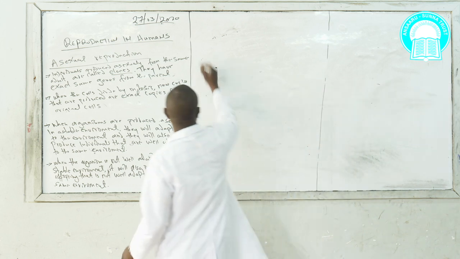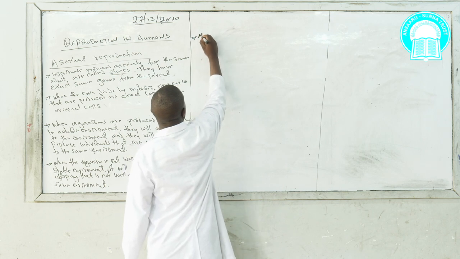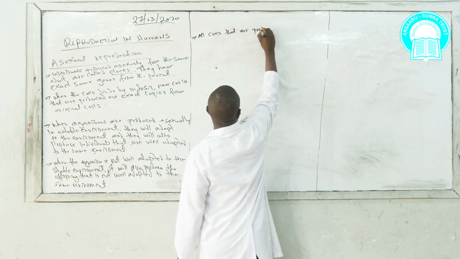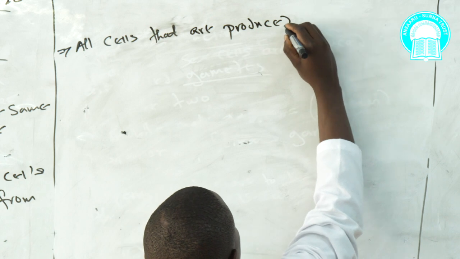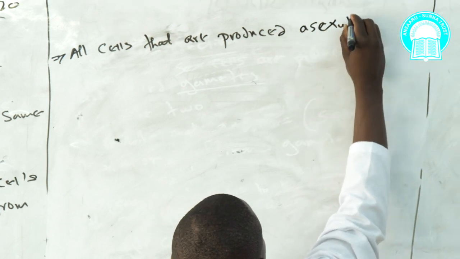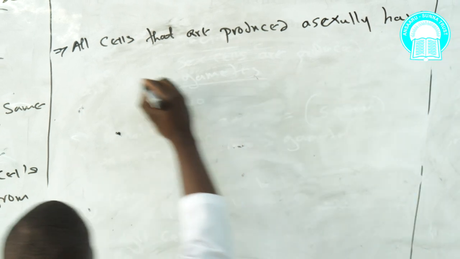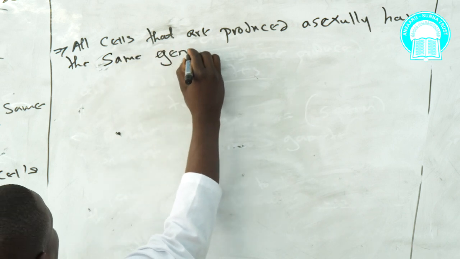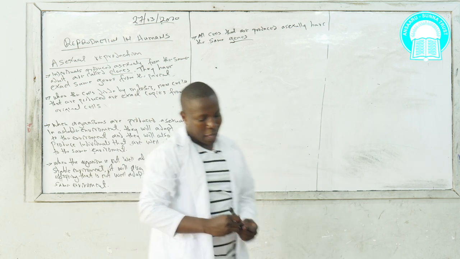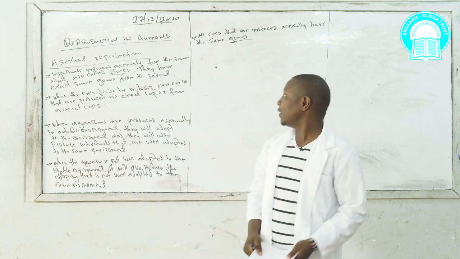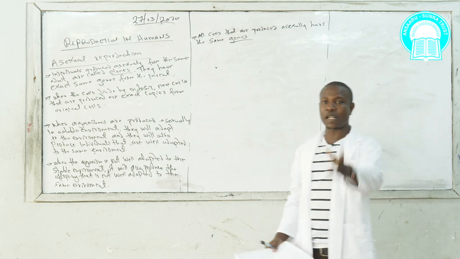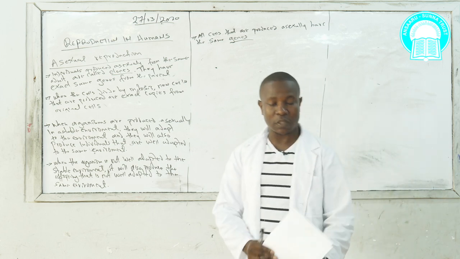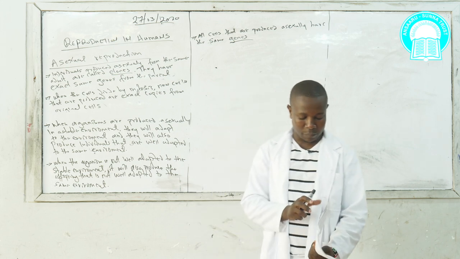And also, you are being told all cells of the organism that are produced asexually have the same genes. And what is a gene? I said that all cells that are produced asexually, when I talk about asexually, it means that through asexual reproduction. The cells that are produced when there is no what? Fusion of male and female gametes. Those are the cells that I'm talking about.